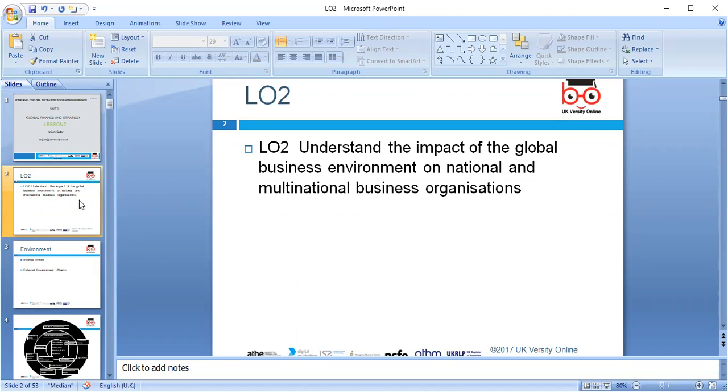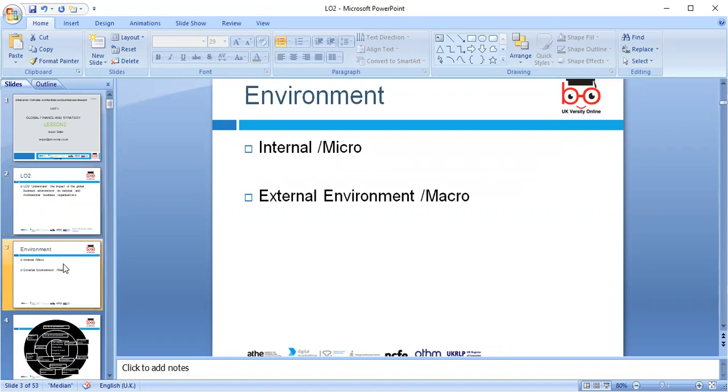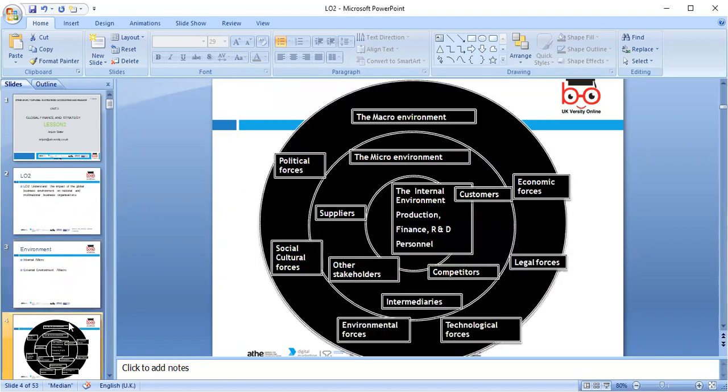Every company has to face two types of environment. One is called internal, also known as micro, which means small and controllable, and the other is external, which is outside and which we can't control. We have to adjust our operations accordingly.